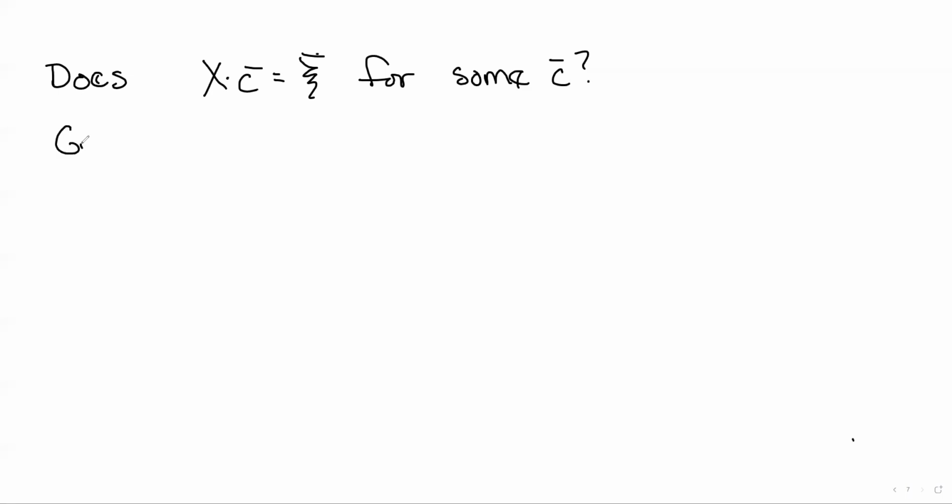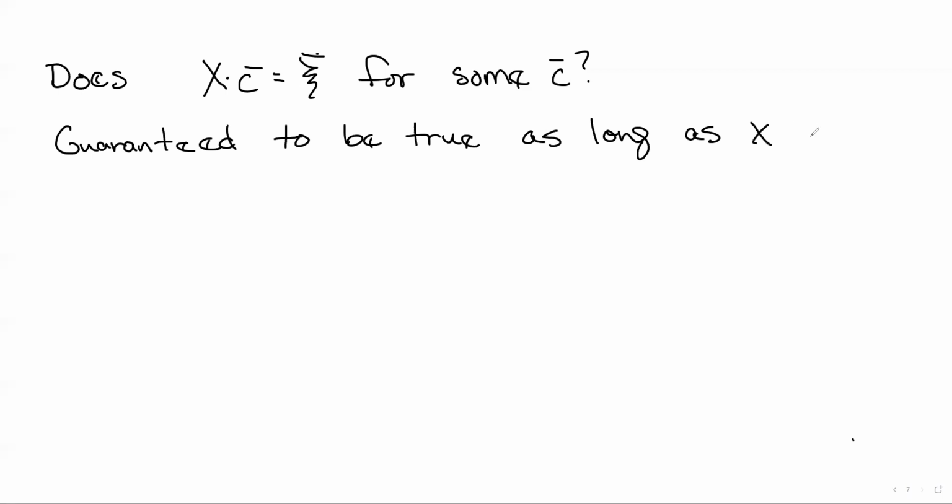So guaranteed to be true, that's what we've been trying to figure out. We're trying to find a guarantee. So what guarantees that to be true? It's guaranteed to be true as long as X is invertible. Okay, and that comes out of linear algebra. I'd say linear algebra theorem, one of the equivalency statements.